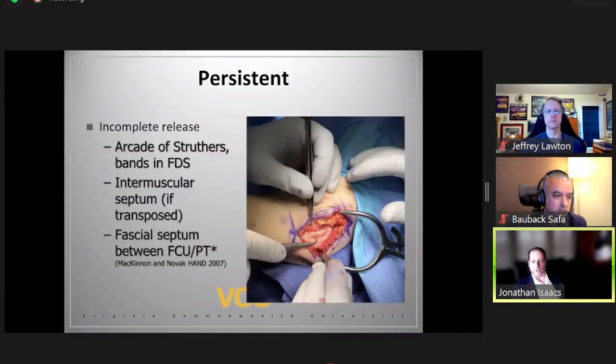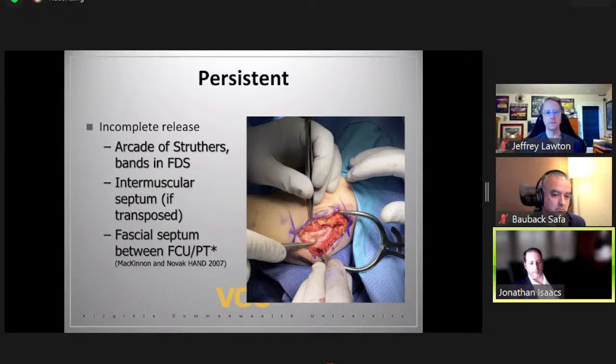I'm sure there are some cases where not everything was released. I think Bauback gave a great example of that with an anterior transposition and failure to excise the intermuscular septum. That's kind of a classic test question, but certainly something that people still miss. I think it's hard to determine that this has occurred.